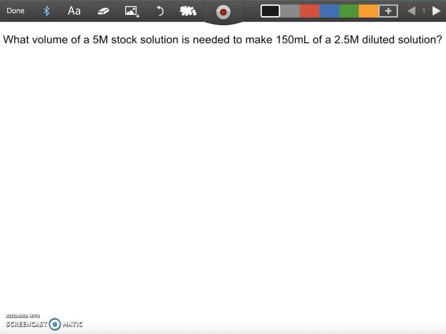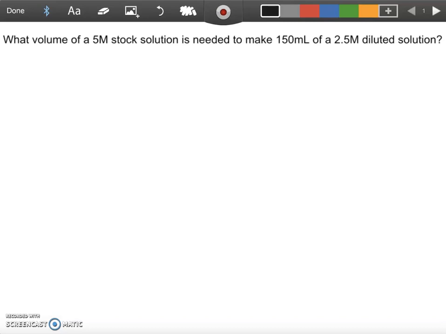Here we're going to go ahead and look at dilutions. Dilutions are an essential laboratory skill to have because we have to dilute things all the time when we need to make solutions that aren't already available. Let's take a look at this first problem here. What volume of a 5 molar stock solution is needed to make 150 milliliters of a 2.5 molar diluted solution?